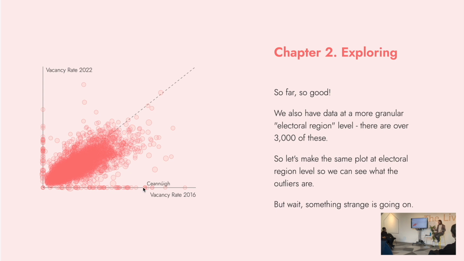When you look at this, you start thinking, okay, there's probably something not right there. And it's happening both ways around. It's happening 2016 to 2022, and it's happening 2022 to 2016. So there's something a bit weird going on. So what is going on?